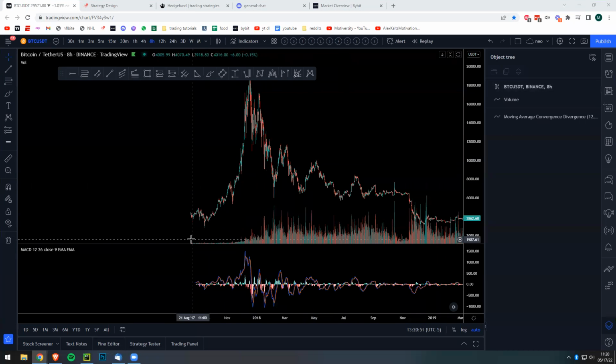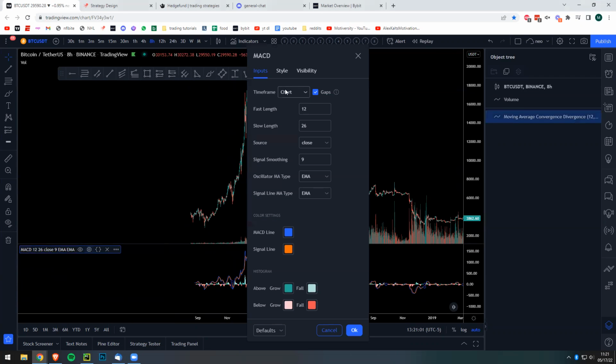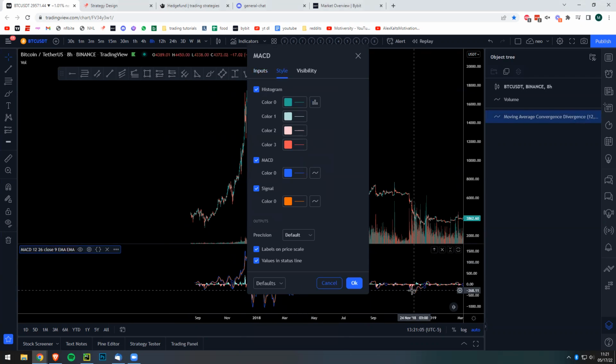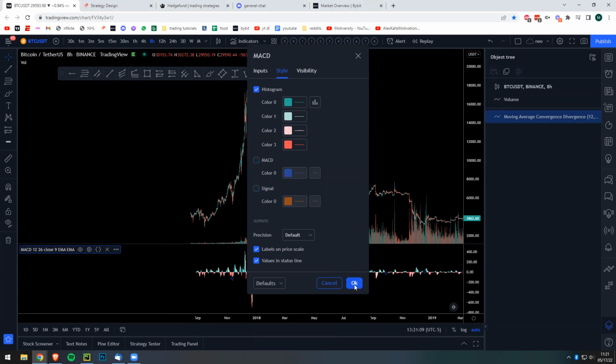And so now we don't have to change anything for the volume. We do have to change something for the MACD though, okay? And so for the MACD, we're going to go over to these settings right here, and we are going to go to style. And all we are going to do is be using the histogram. So we don't need the MACD or the signal.